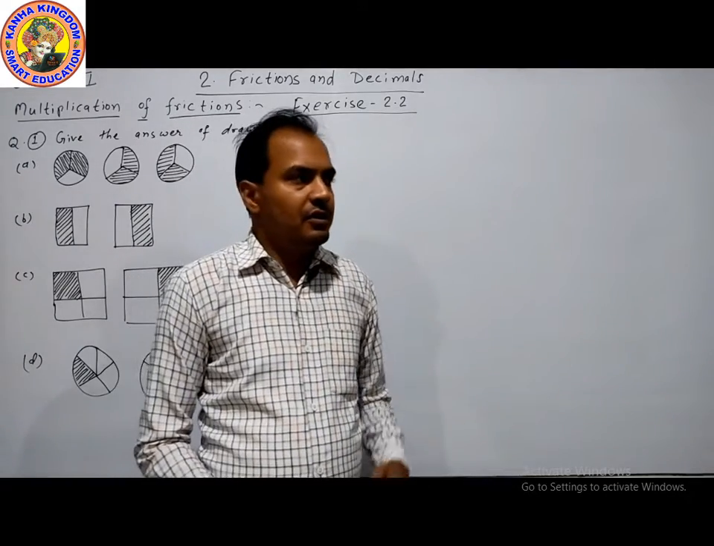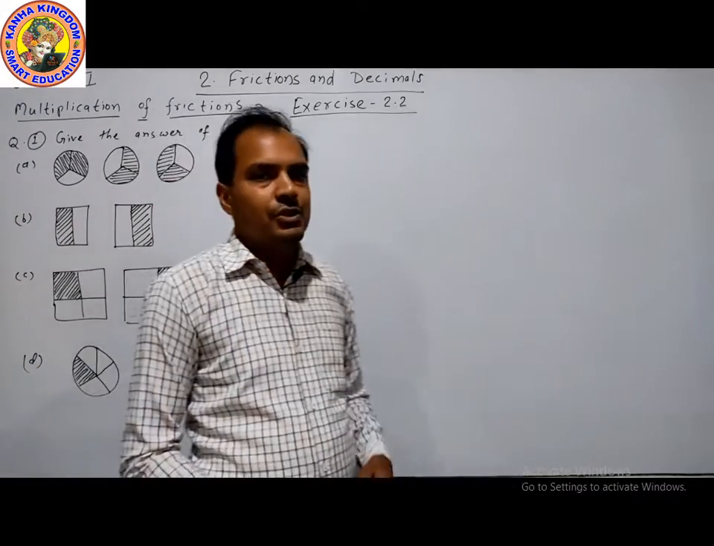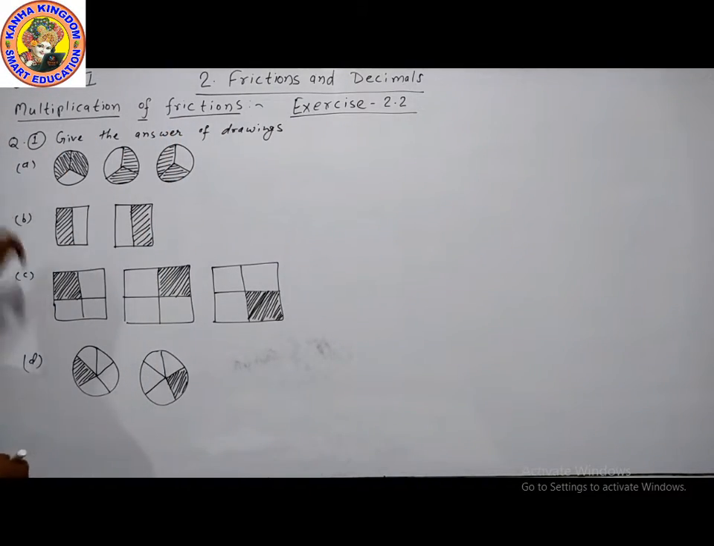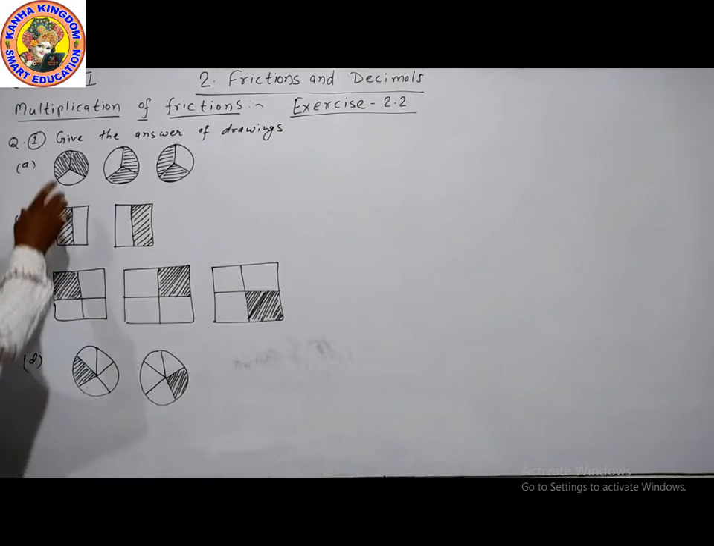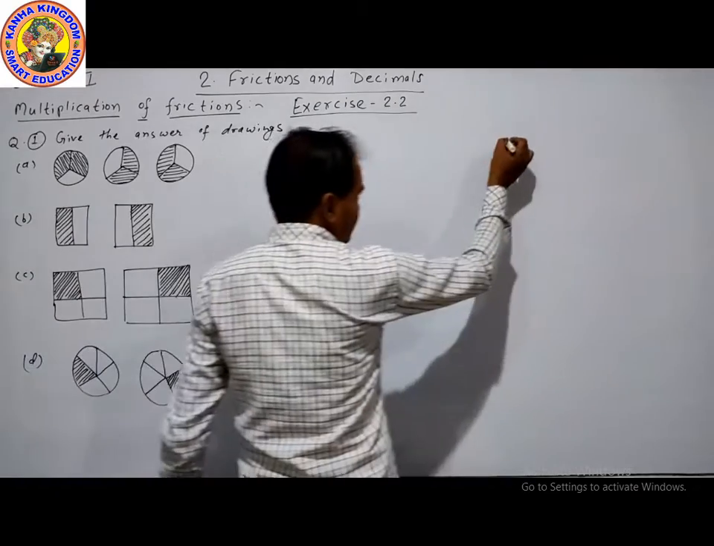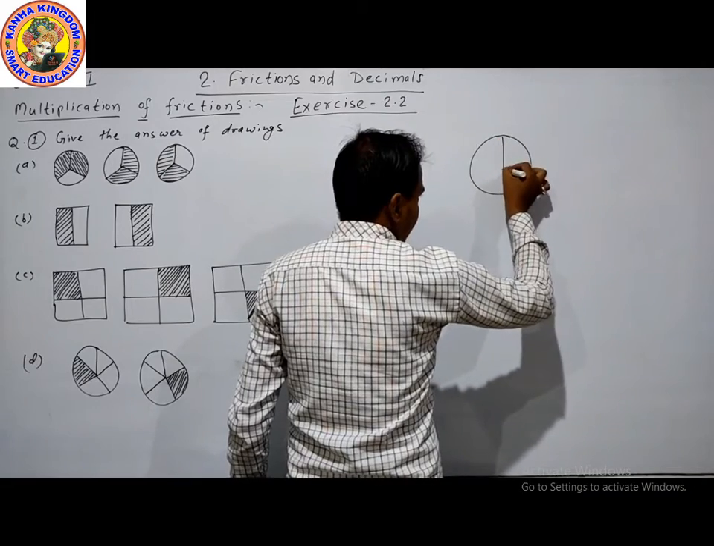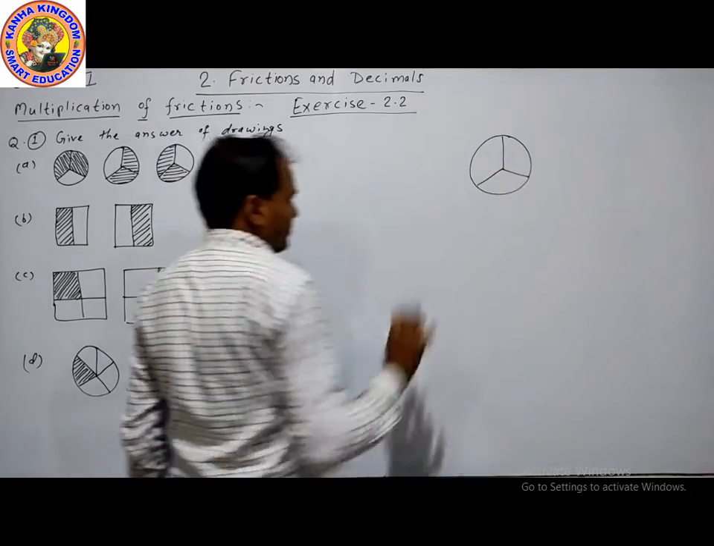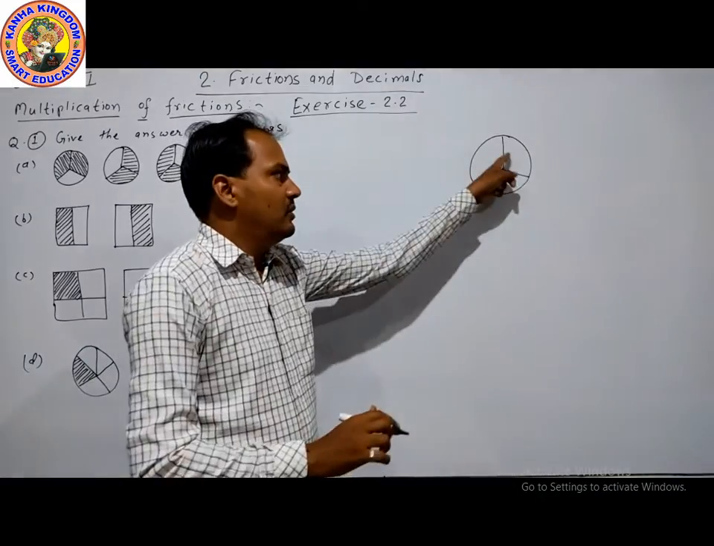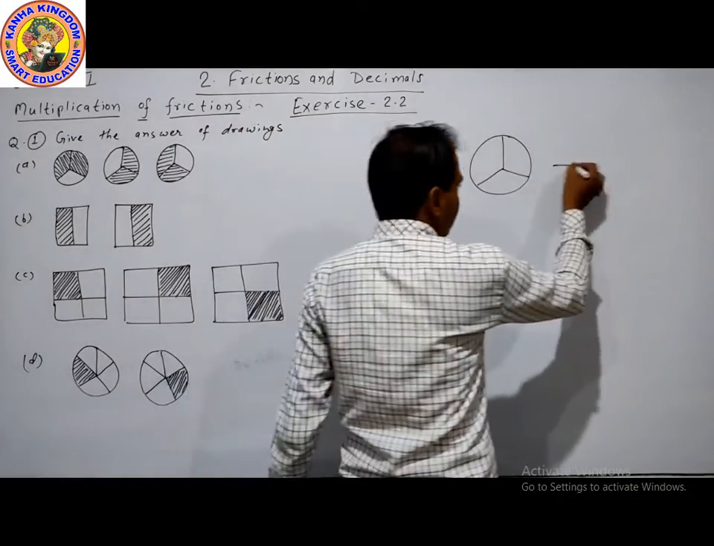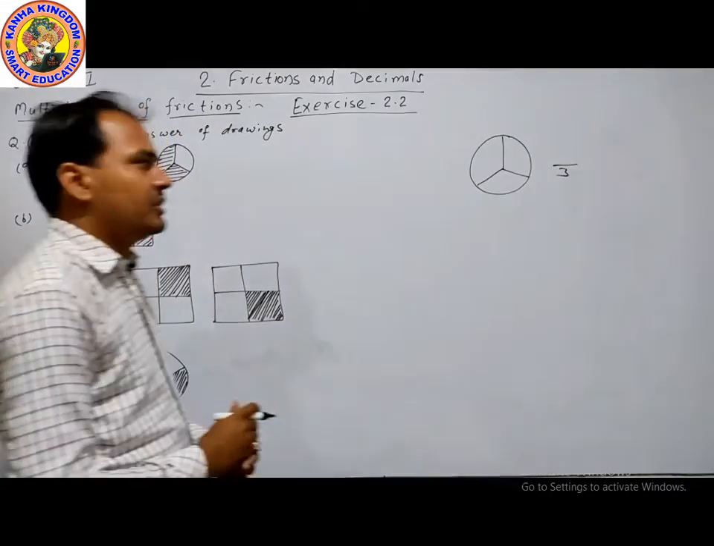In multiplication, we take some basic questions from the exercise. To see the first question, give the answer of the drawing. In the first drawing, we see a circle in which we have three divisions: 1, 2, 3. Three divisions means divide by 3.